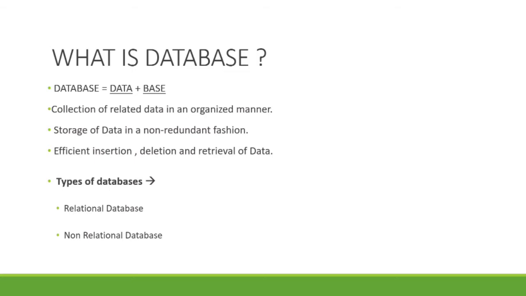Now if we go by the definition, it says that collection of related data in an organized manner is called a database. So this organized manner is very important because let's say that in any future time we want to retrieve any particular data. So we would want that data to be retrieved in the least possible time. And for that we need to maintain our data in an organized manner. So that is why a database is very important.